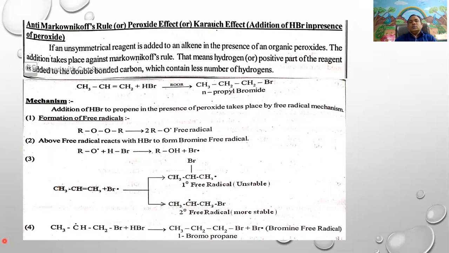Next, the anti-Markovnikov rule, or peroxide effect, or Kharasch rule, by the addition of HBr to the asymmetric unsaturated hydrocarbon, that is in the next class.